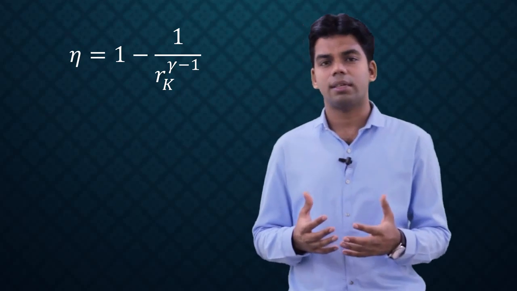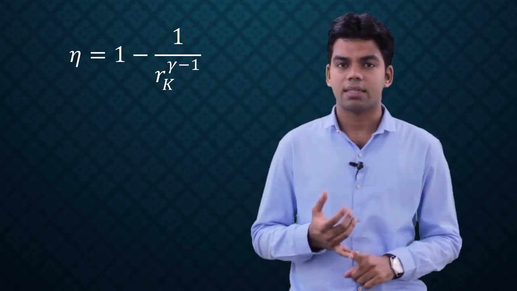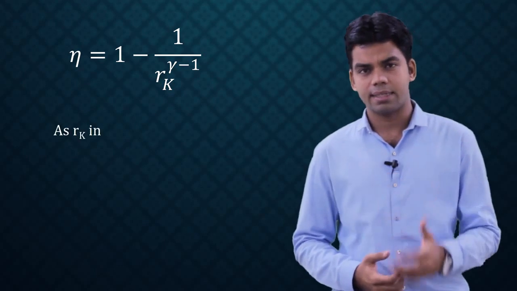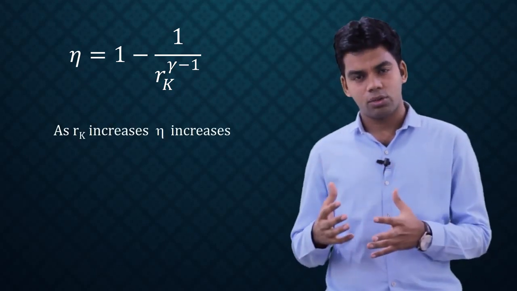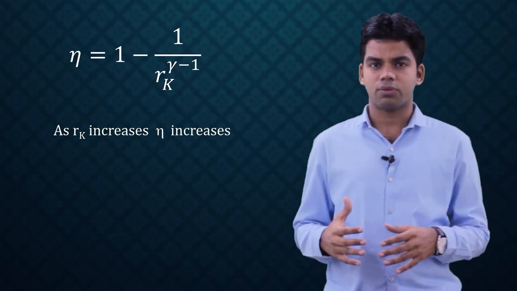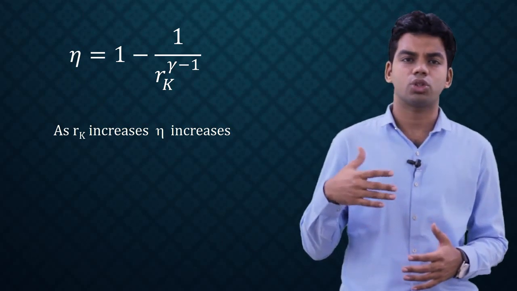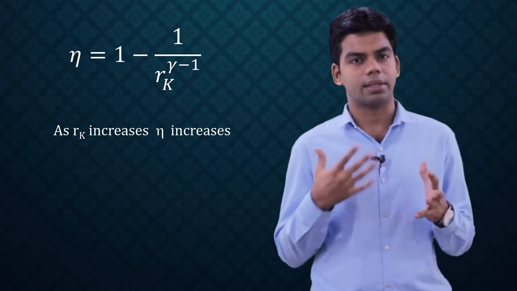Okay. So from this efficiency, you can see that this efficiency depends on two factors. First is the compression ratio, and second is the gamma. Now what is the effect of this compression ratio? As the value of the compression ratio Rk increases, 1 by Rk to the power gamma minus 1 will decrease, so 1 minus 1 by Rk to the power gamma minus 1 will increase. That means the efficiency will increase. So as the compression ratio increases, the efficiency will increase.